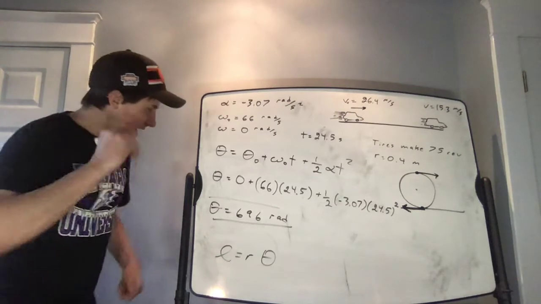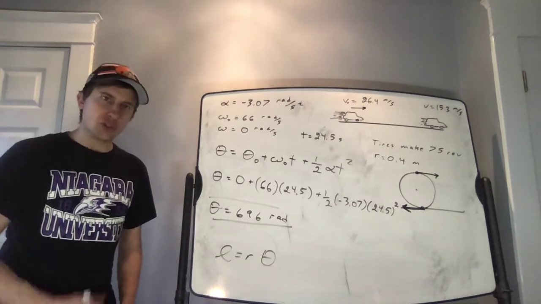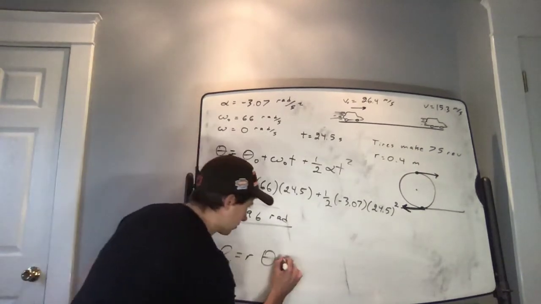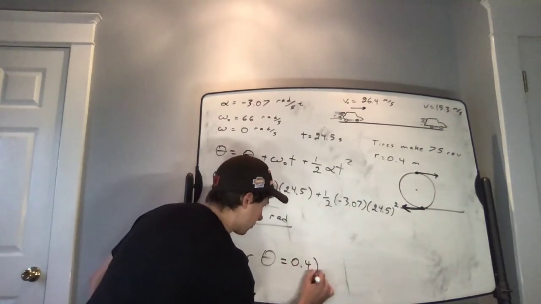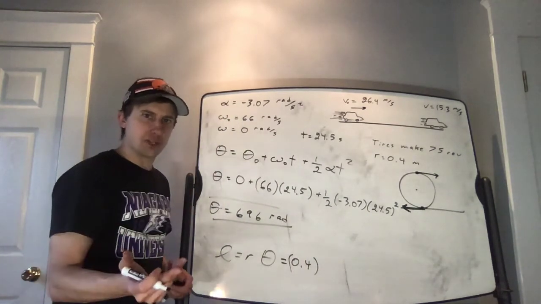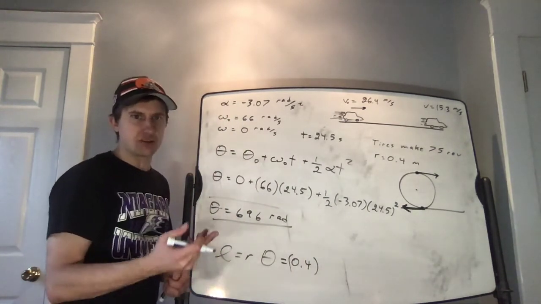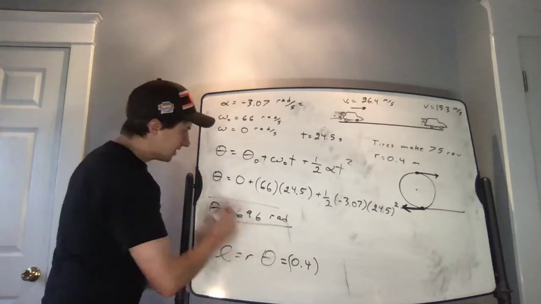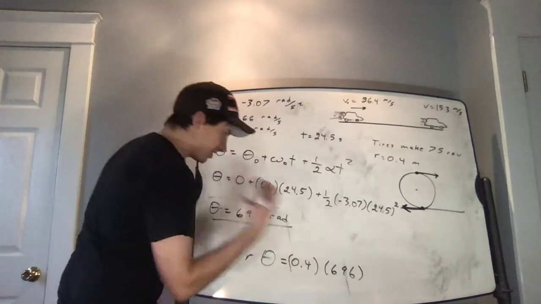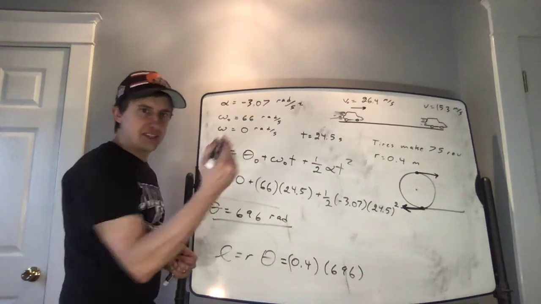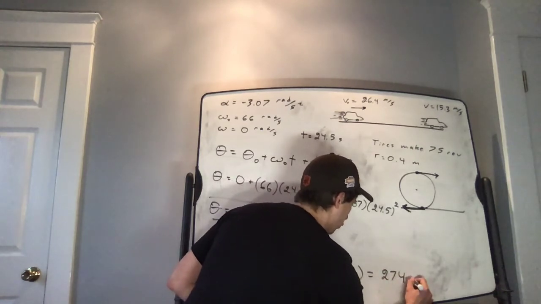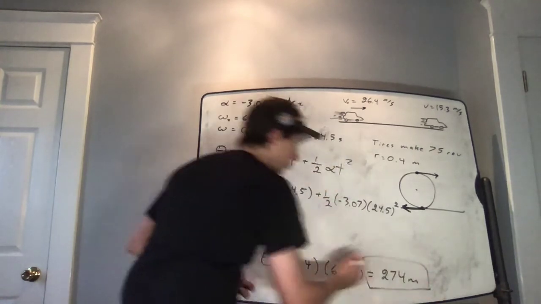So I could say the distance that the car travels will be given by this equation. The radius of the tire is 0.4 meter. The angle through which the tire spins is much greater than 2 pi. That just means the tire spins around many times, 696 radians. And when I put this number into a calculator, I get the distance that the car travels is 274 meters, so about a quarter of a kilometer.